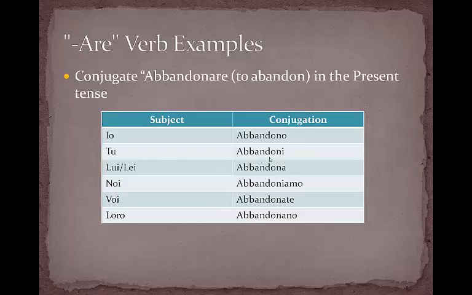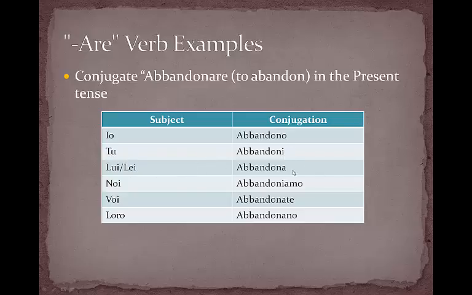Some helpful tips here. For are verbs, and the same is going to be true for the other ones, the third person singular will always end in an A. This O is going to be true for all present tense verbs. If you're talking about yourself, I speak, I talk, I read, the first person singular will always end in an O. And the second person informal will always end in an I.